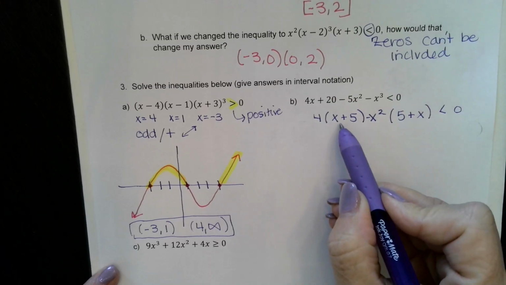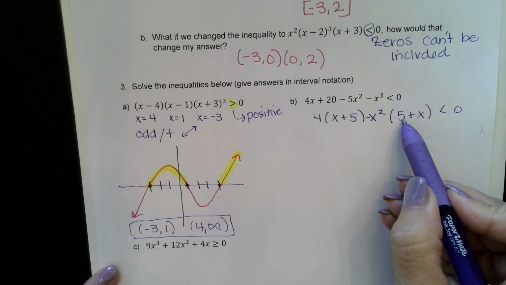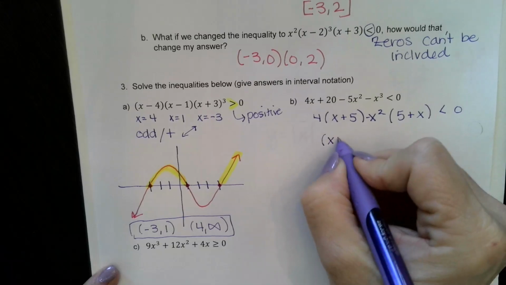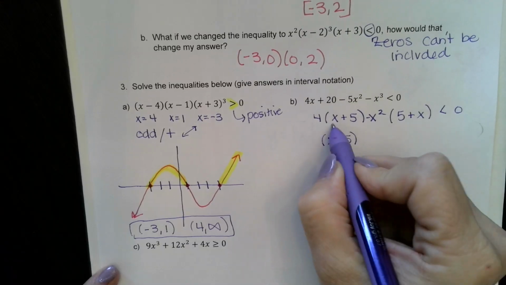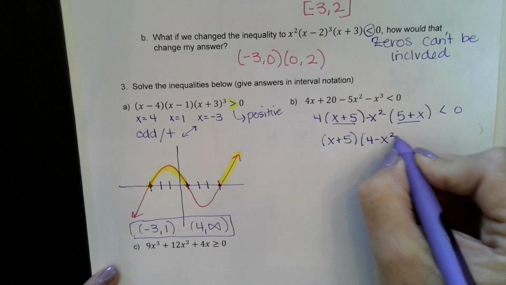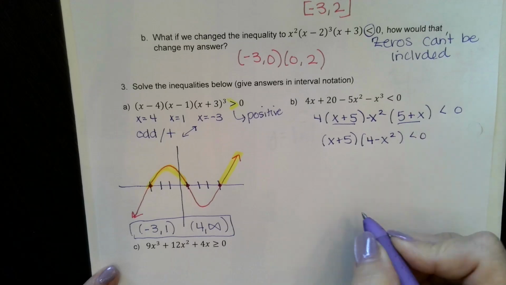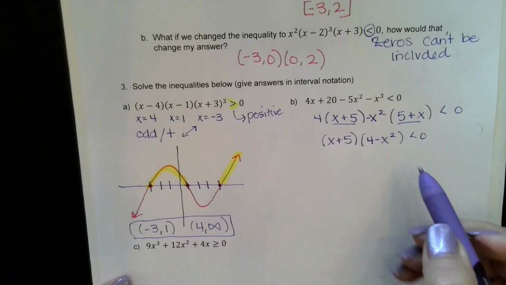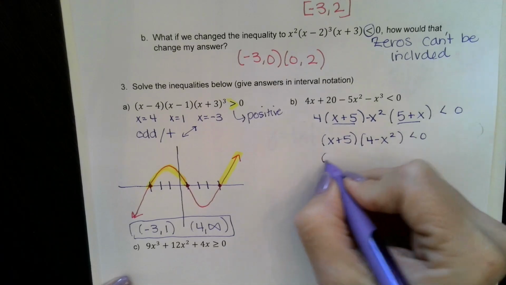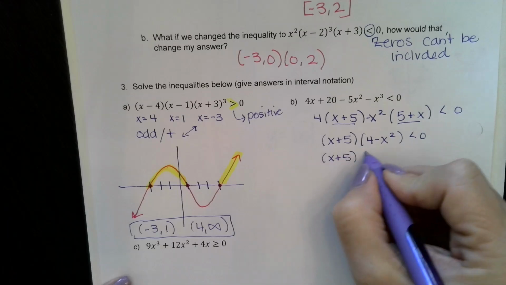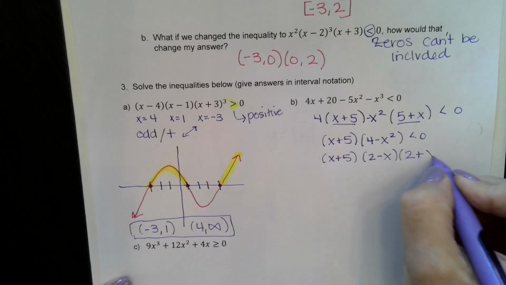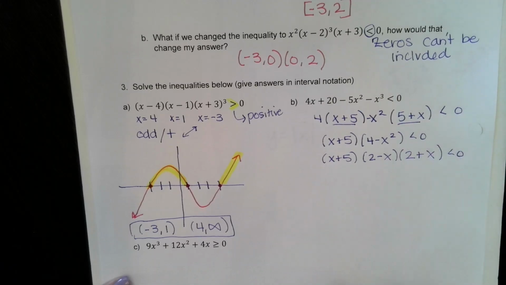Now, it doesn't matter that this is x plus 5 and 5 plus x because my signs are the same. So what I end up with is x plus 5. That's this like term that I have right here. And then 4 minus x squared. Okay, now this is a perfect square. So difference of squares. So I can keep going. I have x plus 5, and then 2 minus x, and 2 plus x is less than 0.